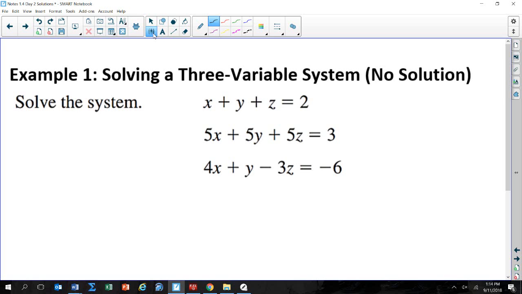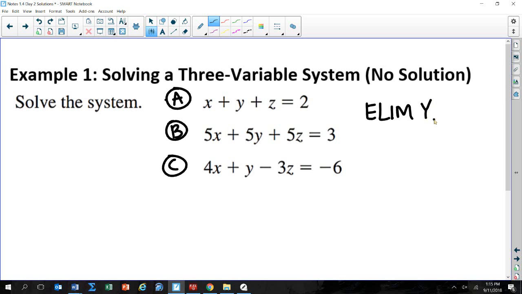So in example 1, we have A, B, and C. I'm going to start this the same way. Let's go ahead and choose a variable we want to say goodbye to. Someone give me a variable we want to get rid of. Y. Okay, let's eliminate Y. That looks good to me. Let's start with A and B.